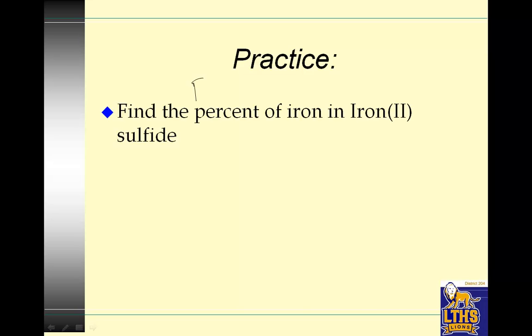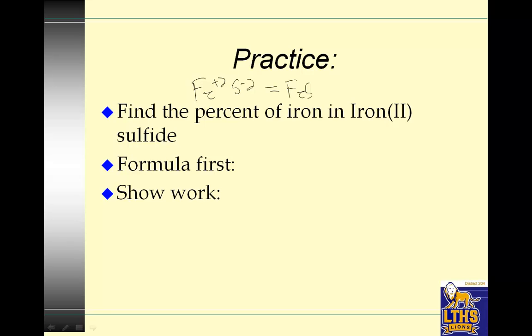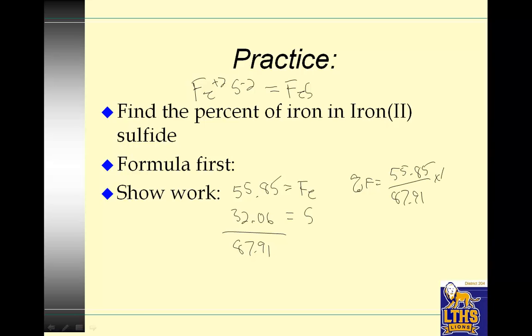Find the percent iron in iron 2 sulfide. So iron 2 sulfide is Fe plus 2, S minus 2, FeS. Formula first, there you go. Show the work. So FeS, iron weighs 55.85, and sulfur weighs 32.06. So together it weighs 87.91. So find the percent of iron. So I'm only doing iron. So percent iron is 55.85 over 87.91 times 100% equals 63.5%.